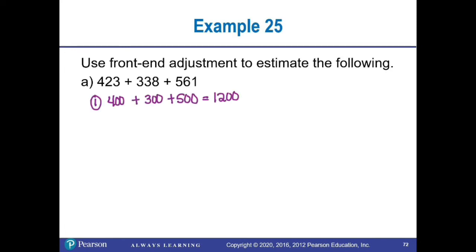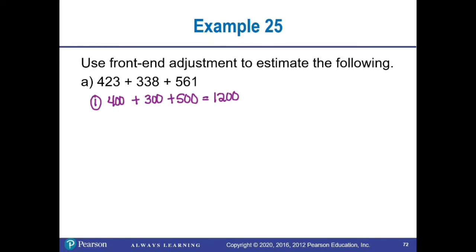338, again, think about that first place, that's 300. And 561, think about that first place, that's the hundreds place, that's 500. 400 plus 300 plus 500 is 1200.